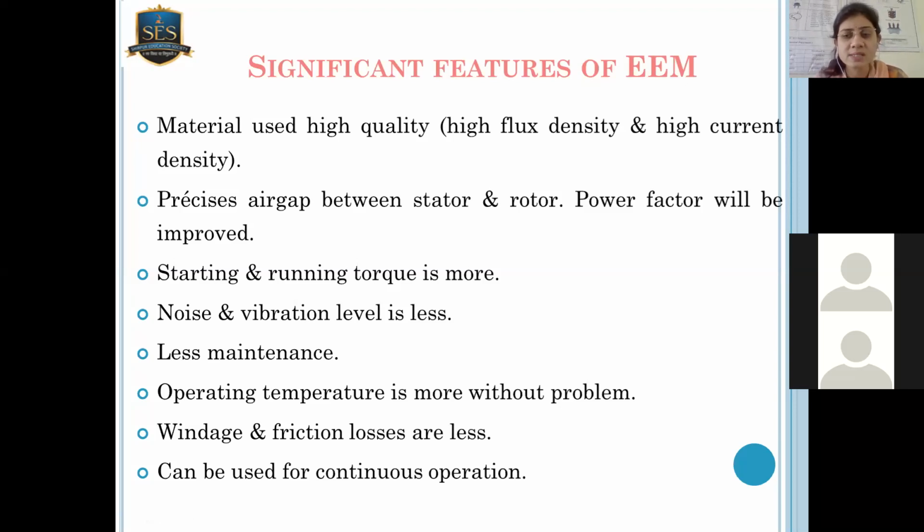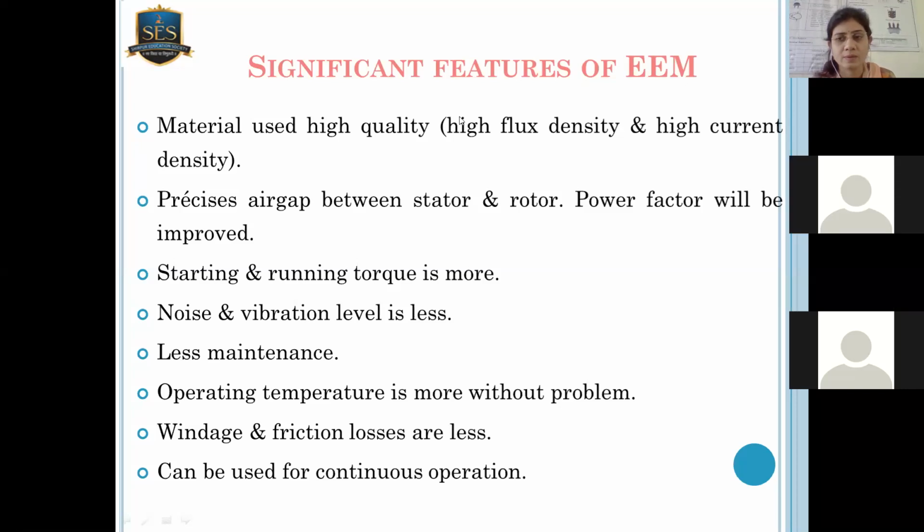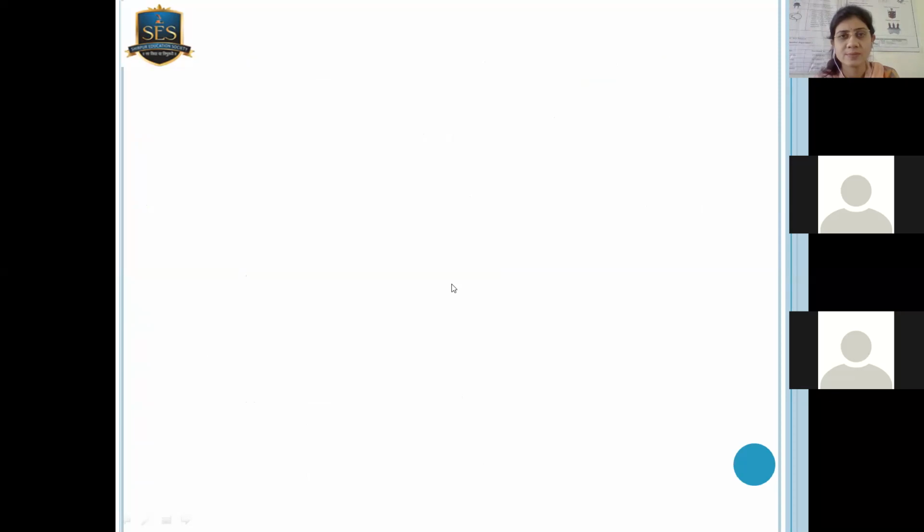So this disadvantage can be overcome by the energy efficient motor. We can utilize these motors for continuous operation. Okay. So these were some features of the energy efficient motor.